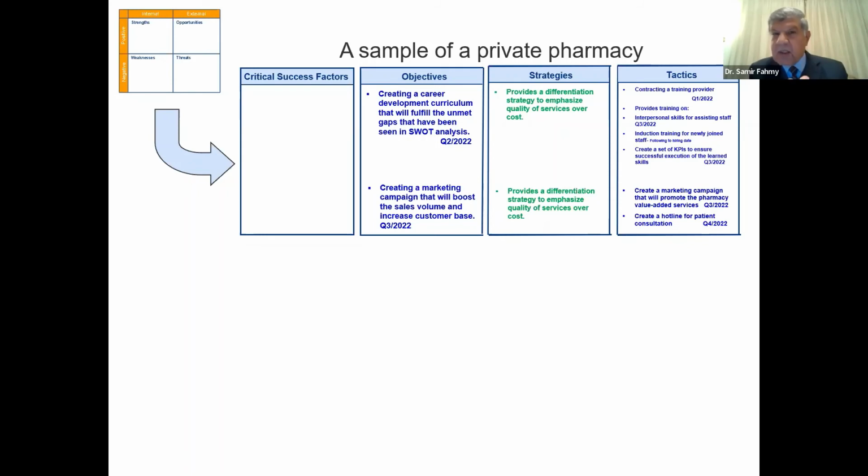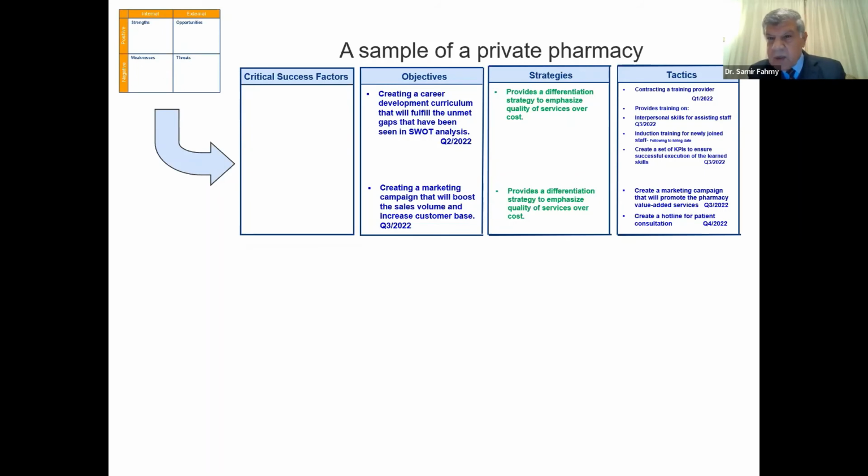This is for creating the career development curriculum. Let's go through how we will create this career development. These are the specific details. For instance, contracting: if it goes for the private pharmacy, contracting a training provider, let's say during Q1 2022.